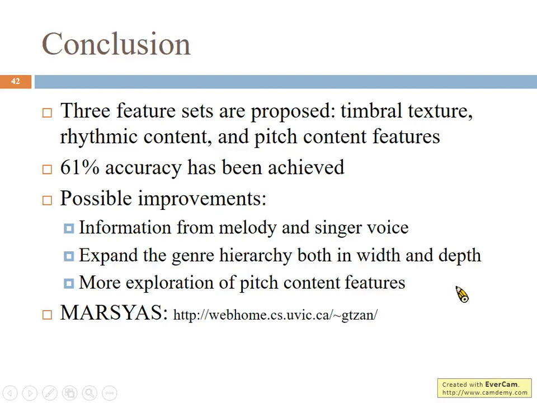So in conclusion, three feature types are proposed: timbral texture feature, rhythmic content feature, and pitch content feature. And overall, 61% accuracy can be achieved at best. In the future, possible improvements include information from melody and the singer's voice, or expanding the genre hierarchy both in width and depth, and more exploration of the pitch content feature. As I said before, this is still ongoing research. And if you are interested in this work, you can go to this URL.